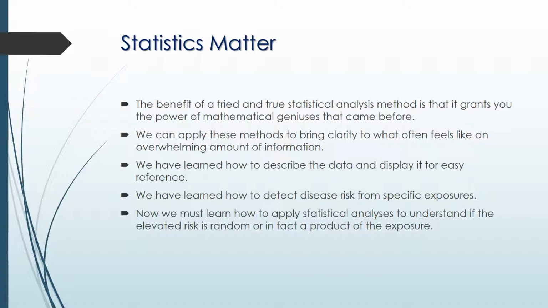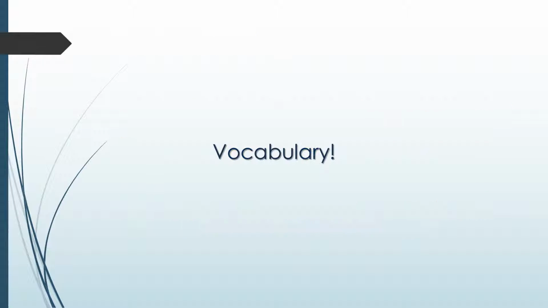First off, statistics matter. Applying a tried and true statistical analysis method grants you the power of mathematical geniuses that came before. This is invaluable as we try to bring clarity to what often feels like an overwhelming amount of information. So far, we have learned how to describe the data and display it for easy reference. We have learned how to detect disease risk from specific exposures. Now we must learn how to apply statistical analyses to understand if the elevated risk is random or, in fact, a product of the exposure.